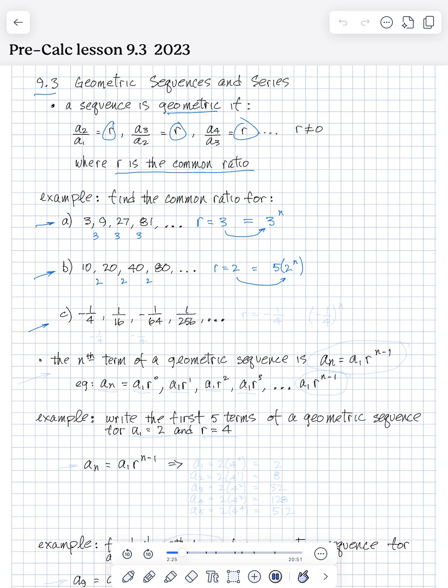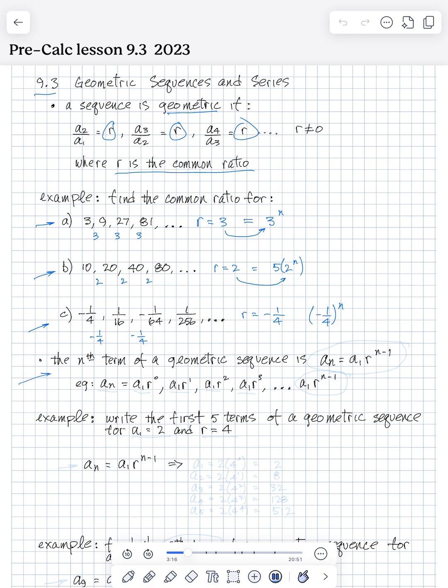And the third example, we have 1/4, negative 1/16, 1/64. So negative 1/16 divided by 1/4 is negative 1/4. Then 1 over 64 divided by negative 1 over 16, again, is negative 1/4. And so r is equal to negative 1/4, and we can sum it up by saying it's going to be negative 1/4 to the n.